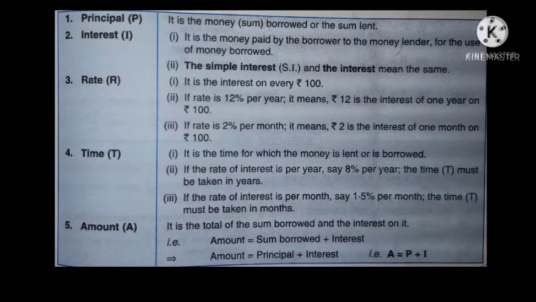The last definition is amount, denoted by capital A. It is the total of the sum borrowed and the interest on it. That is, amount is equal to sum borrowed plus interest. In other words, we can represent it as amount equals principal plus interest. That is, capital A equals capital P plus capital I.